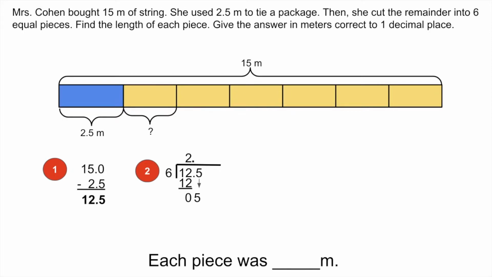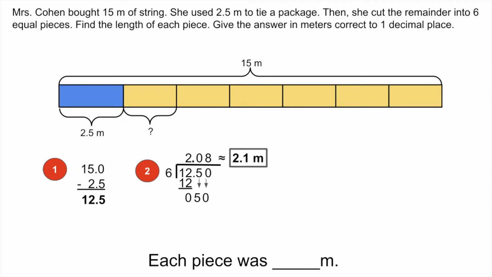I now need to add a decimal into my quotient, and I can bring down the 5. 6 can't go into 5, so I'll put a 0 above the 5. I can now add another 0 and bring that down. 6 goes into 50 a total of 8 times without going over. And now I can stop. I was asked to give the answer in meters correct to 1 decimal place. The 1 decimal place is the tenths, so I can now round. 2 8/100, if rounded to the tenths place, would be 2 1/10 meters.